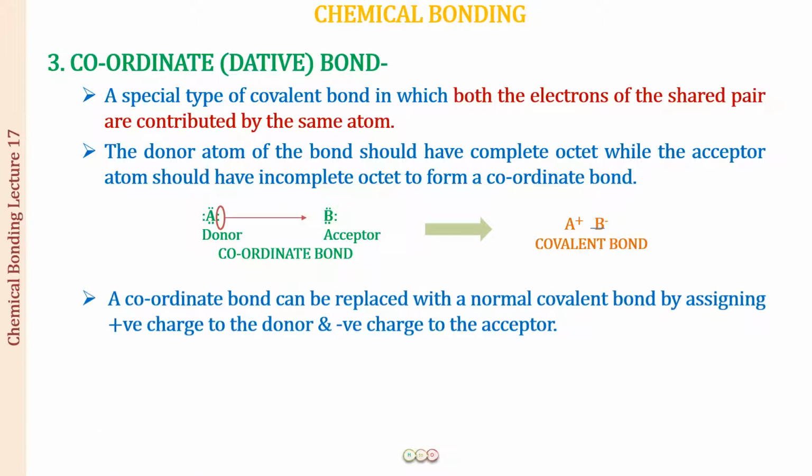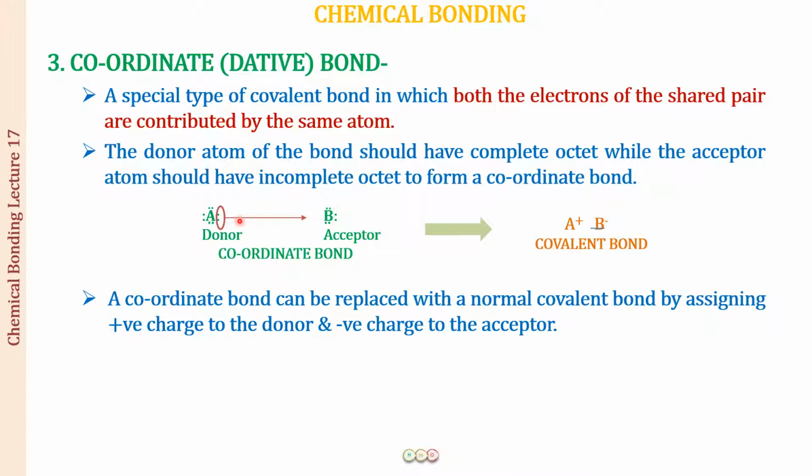Next, we can represent this by a covalent bond. How do we do that? Well, to replace a coordinate bond by a covalent bond, we assign a positive charge on the donor and a negative charge to the acceptor, this way, right? So there is a bond between them, and atom A has a positive charge and atom B has a negative charge. Now, how do we explain these charges? Well, this is the lone pair of electrons, which you can say is going to form the bond, right?